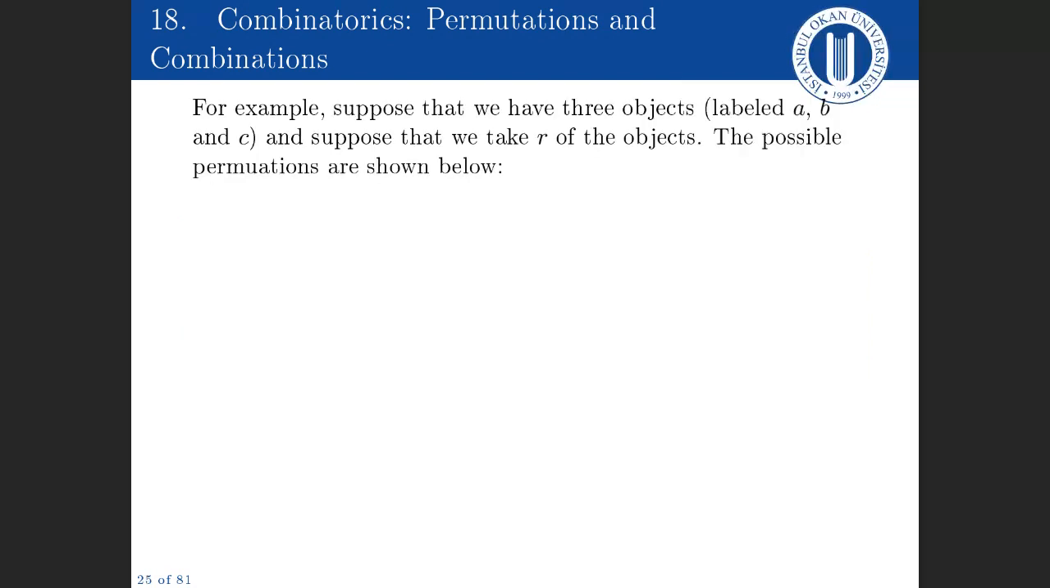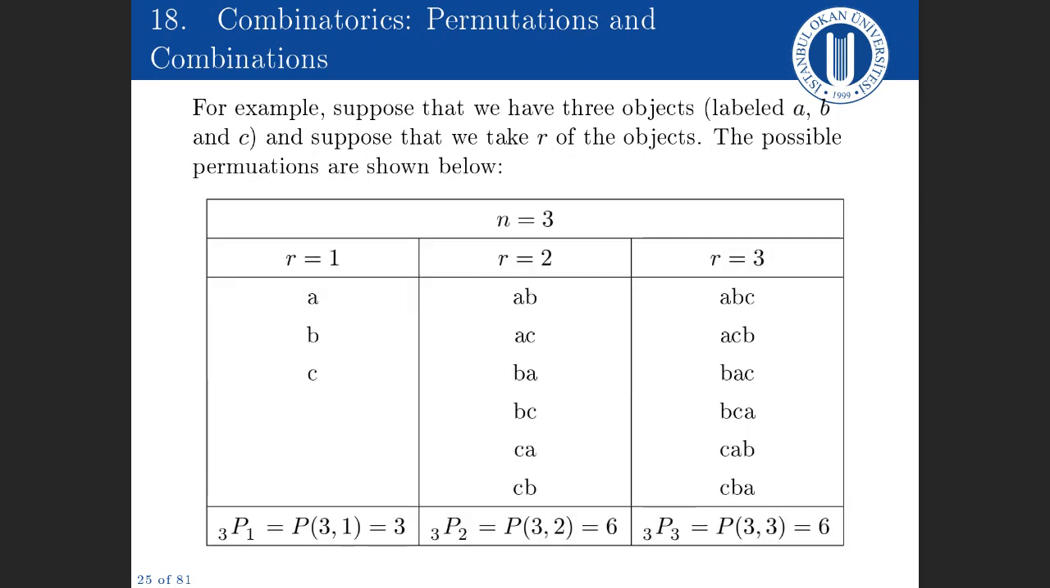For example, let's suppose we have 3 objects, and we're going to call these objects A, B, and C. And let's suppose we're going to take r of these 3 objects. Then the possible permutations look like this. First of all, if we take only one of the 3 objects, we could choose to take A, or we could choose to take B, or we could choose to take C. So that means that 3P1, the number of permutations of 3 objects taken one at a time, is equal to 3.